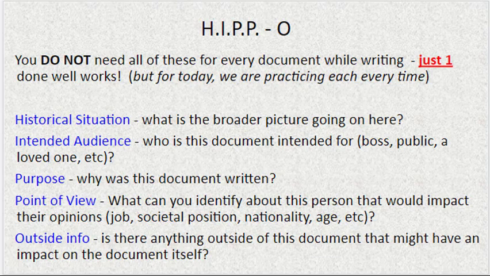So just a bit of a refresher. HIPPO is an acronym that has to do with historical situation, intended audience, purpose, point of view, and outside information. And that O is off there because sometimes it's a once in a while thing. You don't usually use that one. And the other thing I need to make clear is when you're writing a DBQ for College Board, you don't do all of these for every document every time. You need to do one of them well for each document. But for the purpose of today and getting practice with HIPPO, we're going to do each of them for each of the documents.